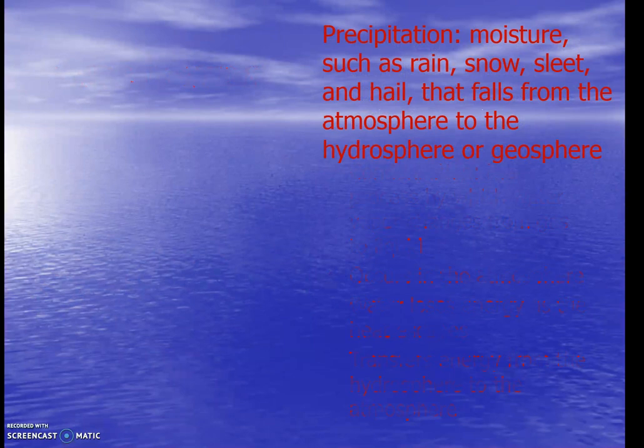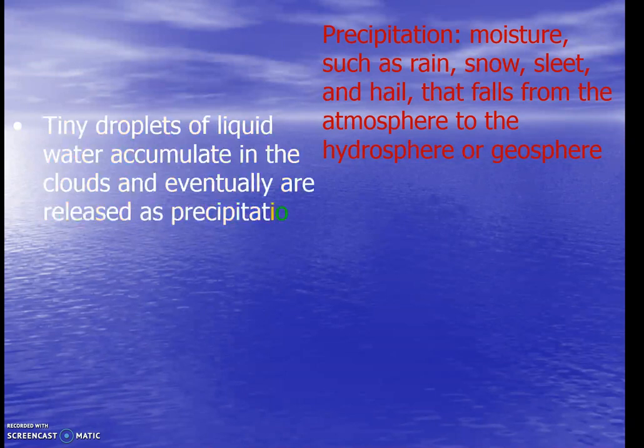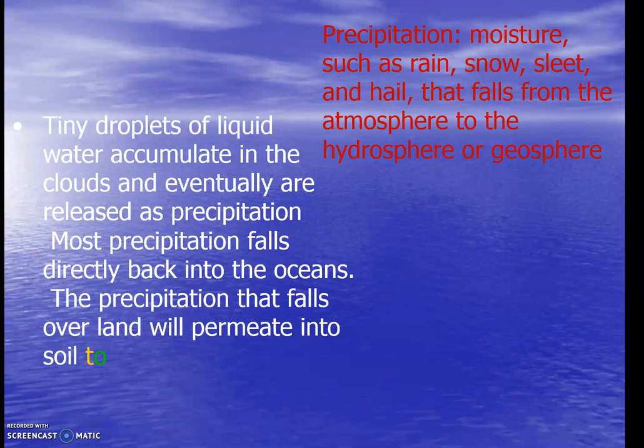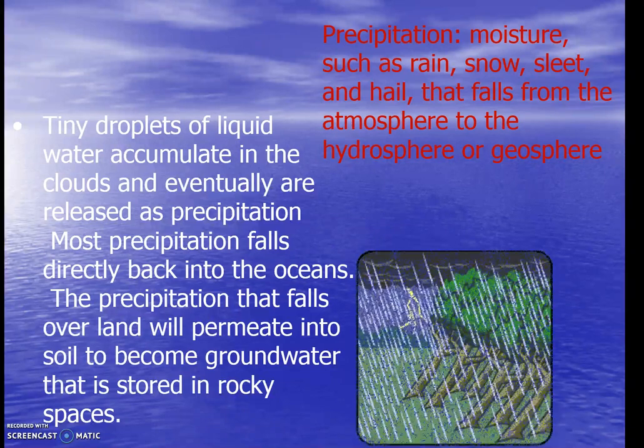Next is precipitation. Moisture, such as rain, snow, sleet, and hail, falls from the atmosphere to the hydrosphere, which would be back into the water, or onto the geosphere, onto the earth to help the plants grow. Tiny droplets of liquid water accumulate in the clouds and are eventually released as precipitation. Most precipitation falls directly back into the oceans, because the oceans cover 70% of our Earth. The precipitation that falls over land will permeate into the soil and become groundwater that is stored in rocky spaces.